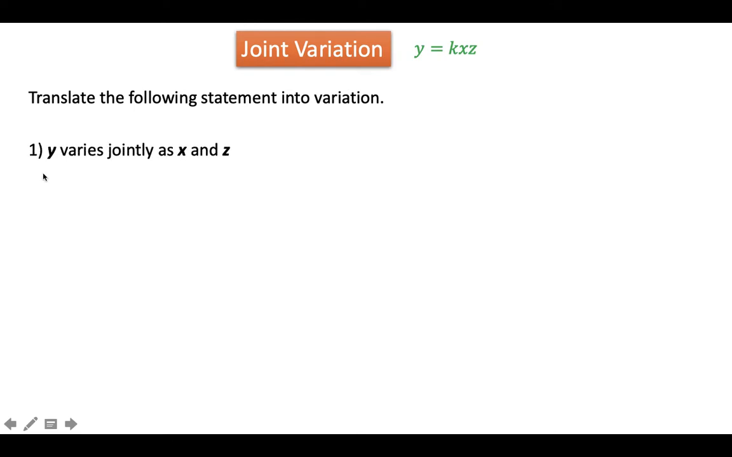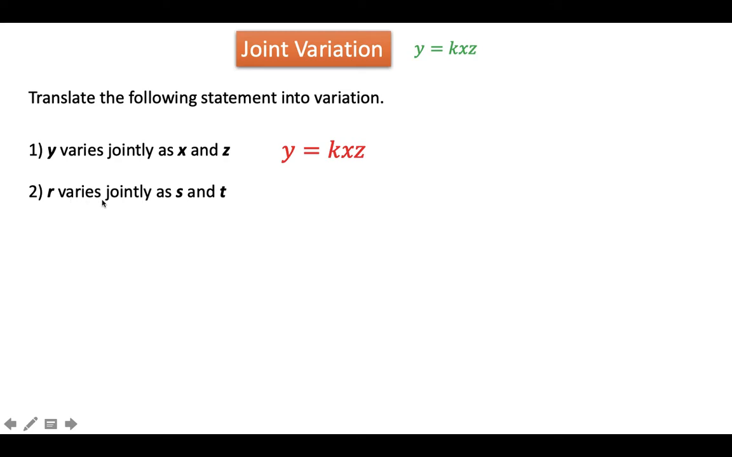Okay, so let us translate the following given into joint variation. Y varies jointly as x and z. So when you see this varies jointly, it is obviously a joint variation. So it is translated as y is equal to k times x times z. So the x and z quantities here are joined. That is why it is called joint variation.